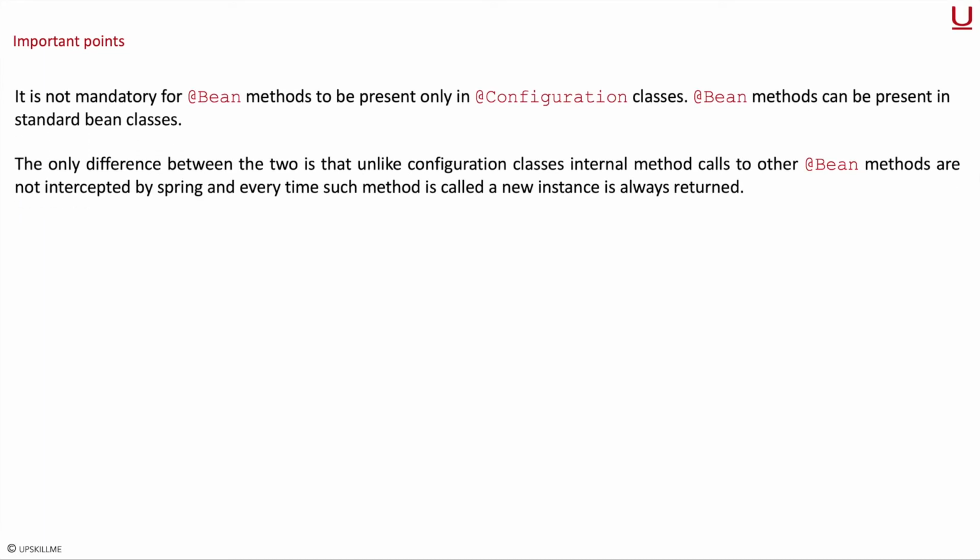Two important points to remember regarding configuration classes and bean methods. Number 1. It is not mandatory for a bean method to be present only in a configuration class. Bean methods can be present in standard bean classes as well. The only difference between the two is that, unlike in a configuration class, internal method calls to other bean methods are not intercepted by Spring, and every time such a method is called, a new instance is always returned. Number 2. Configuration classes are internally treated as beans by the Spring IOC container.